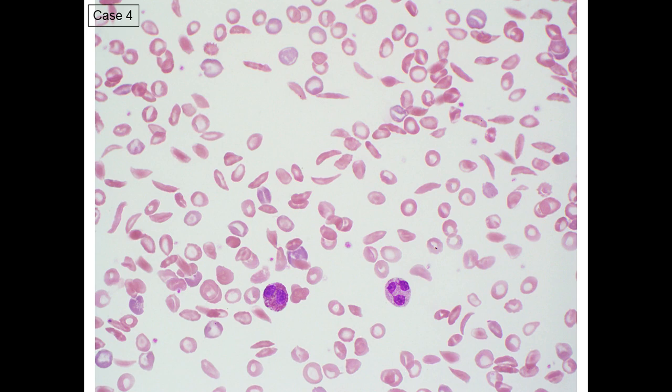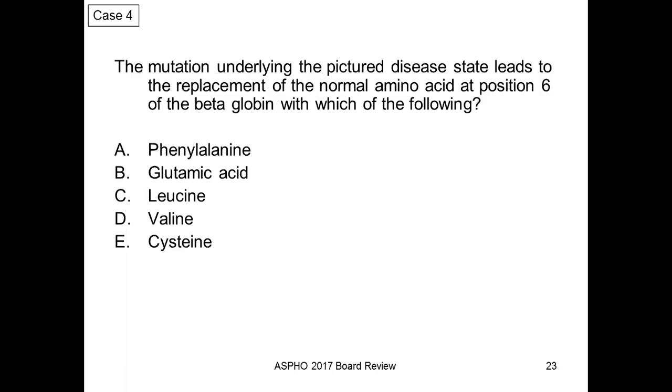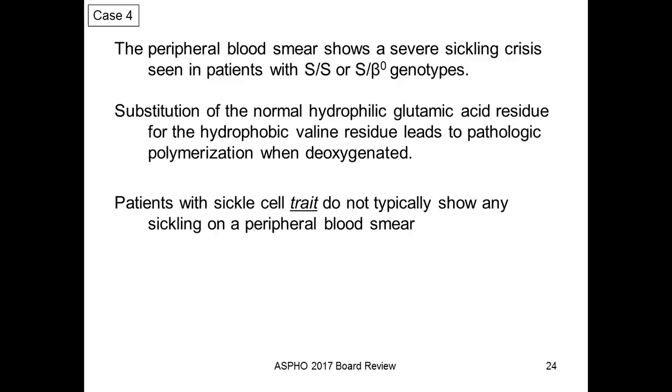So this is clearly an example of sickle cell anemia. The normal amino acid is glutamic acid, which is replaced by valine at position 6 on the beta globin chain. This peripheral blood smear actually shows a severe sickling crisis. You see these in patients with sickle cell disease or sickle cell beta thal genotypes.